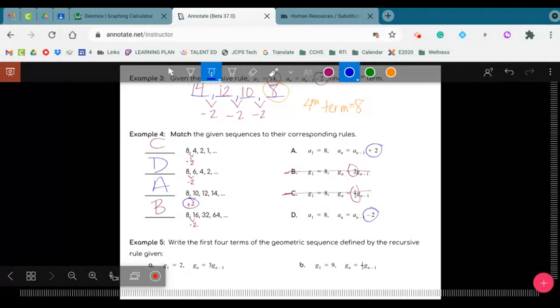Okay, so be careful with those. I went through those kind of quick. Just make sure you're able to find the pattern. If you need help, let us know.